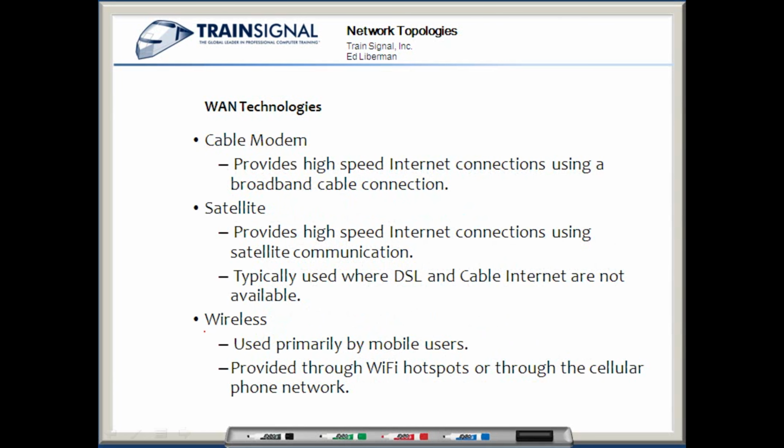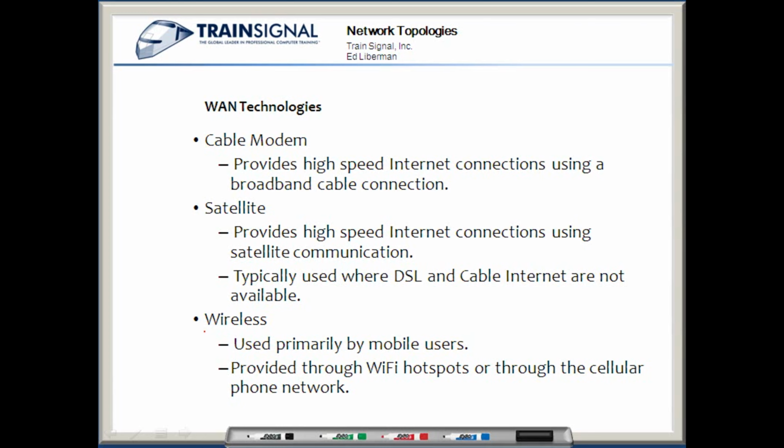All right, moving along from there, talking about internet connectivity, we have cable modem, where we get a high-speed internet connection through your broadband cable connection, the same way your cable TV comes in. You've got satellite internet connectivity, where again, high-speed internet connections use satellites. Typically, you'll find satellites are used when DSL and cable are not available. So if you're way out in some rural area that doesn't provide cable, doesn't have DSL, you're too far from a switch, well, as long as you have line of sight to space, you're going to be able to get connectivity that way.